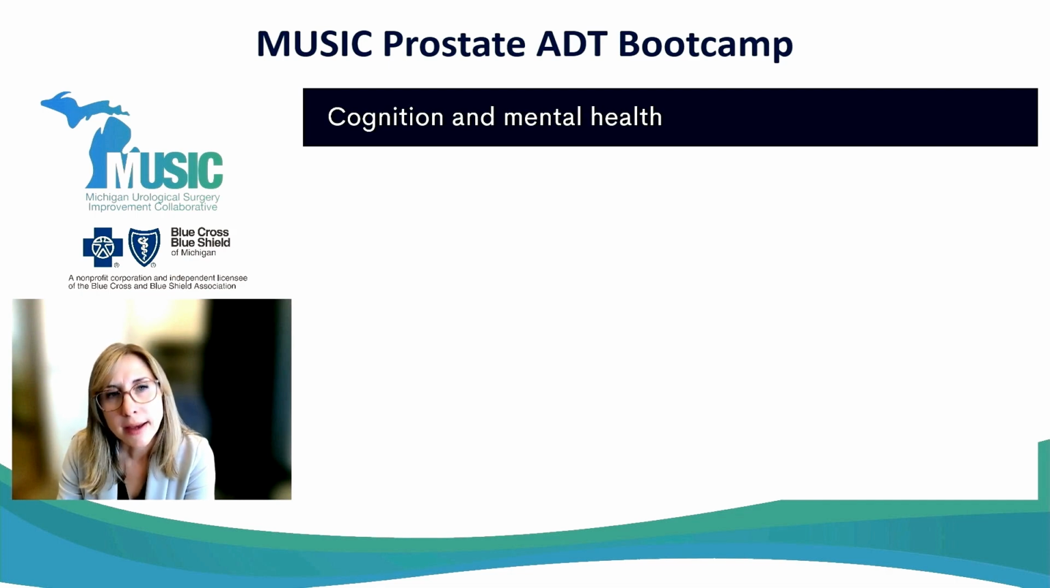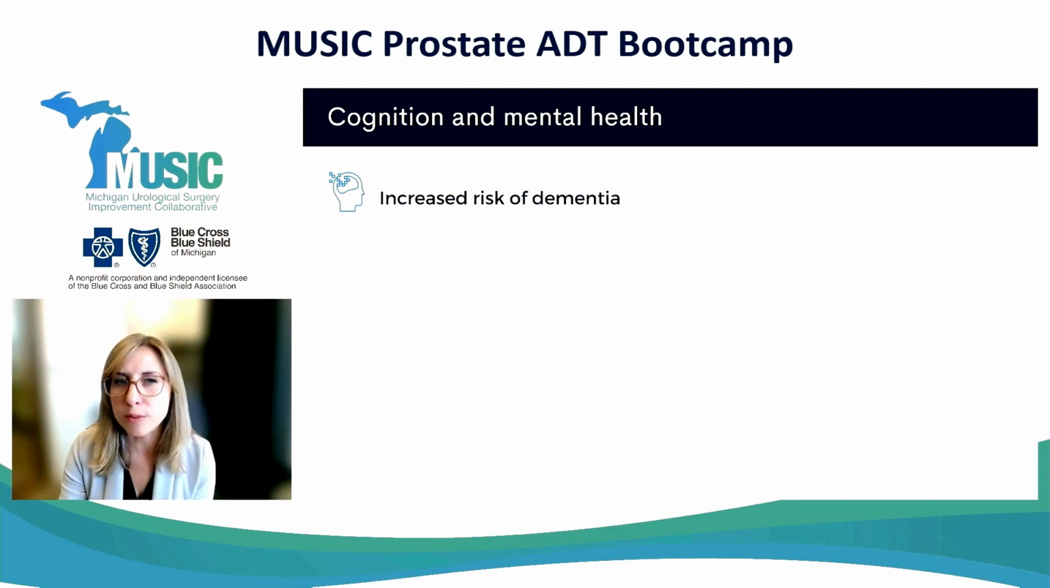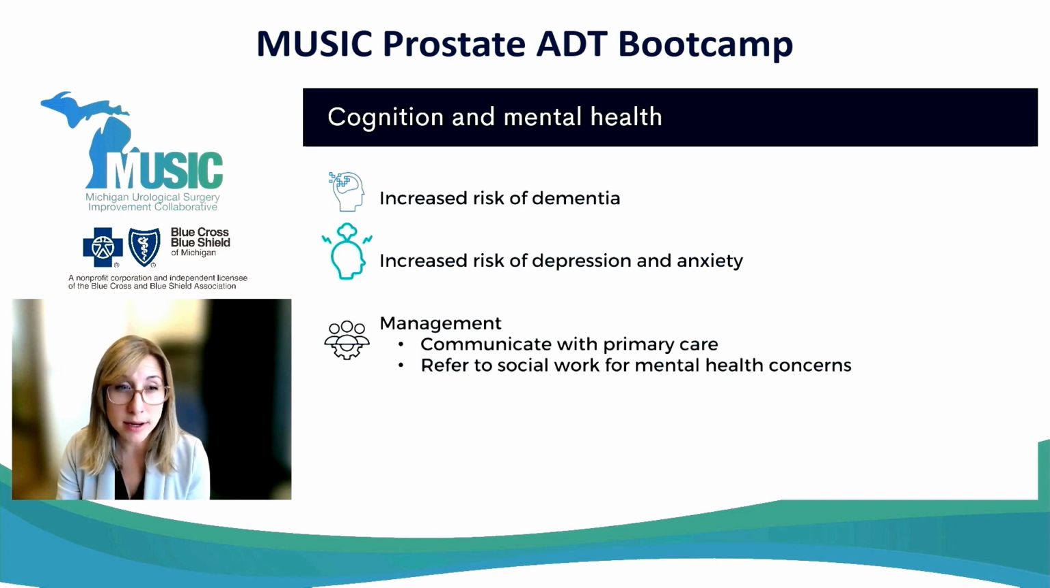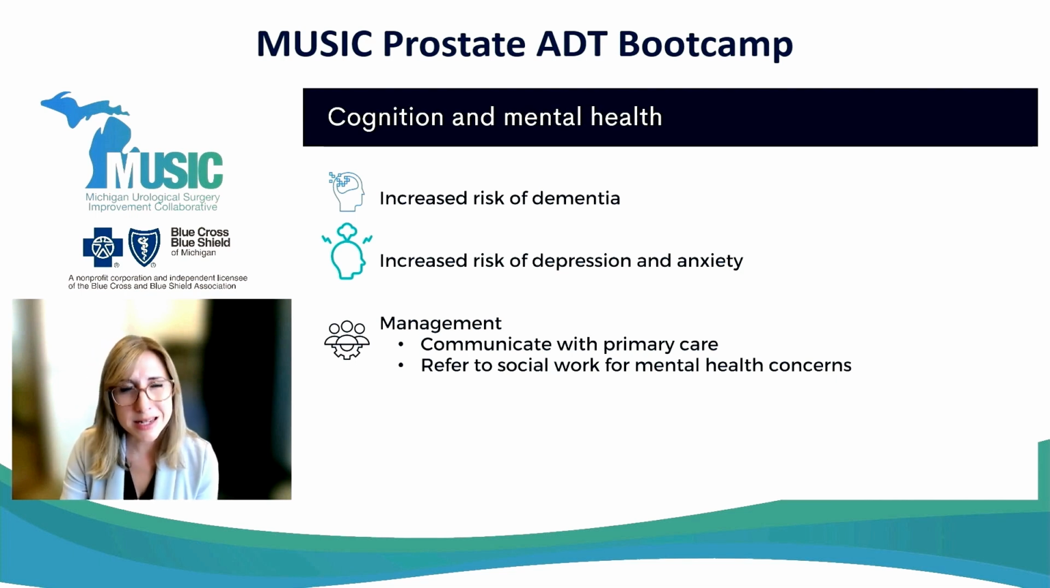So what about cognition and mental health? We do think, and there is some conflicting data on this as well, but we do think there could be an increased risk of dementia with androgen deprivation, increased risk of depression and anxiety. So it is reasonable if you are suspicious that somebody may have worsening memory or changes to their mental health, to keep in communication with their primary care physician, and don't hesitate to refer them to social work for any mental health concerns, as this patient population already has a higher risk of these conditions.